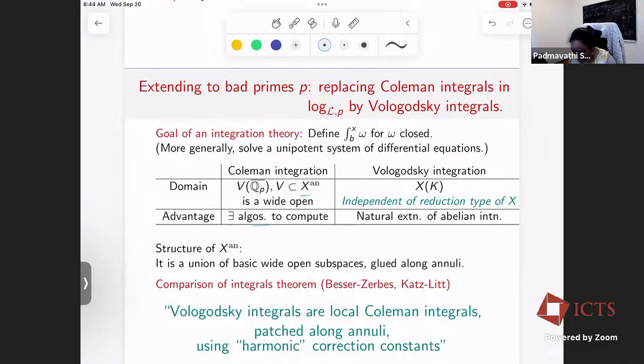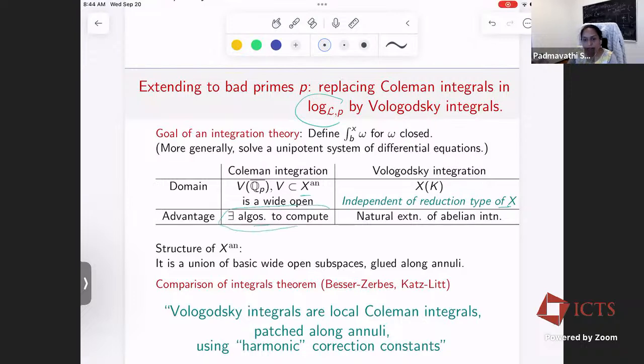Whereas there's a better theory that's insensitive to the reduction type of a curve. It's called Vologodsky integration. And naturally, if you interpret the integrals that show up in log p, in these log functions, as Vologodsky integrals, then the whole framework of p-adic heights carries over. You can define these functions that vanish on rational points even when X has bad reduction. But in general, the type of integrals we know how to compute are these Coleman integrals.